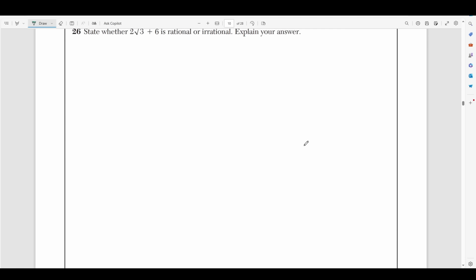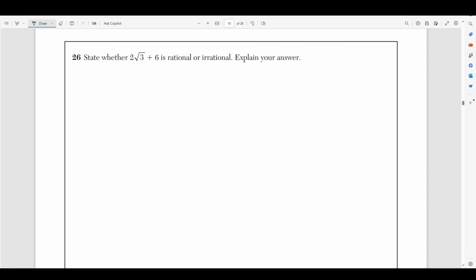Moving on to number 26, it asks us to state whether 2 root 3 plus 6 is rational or irrational. So what is a rational and an irrational number? Well, an irrational number is a number that is non-repeating and non-terminating, right? It's a number that has a non-repeating and non-terminating decimal that cannot be converted into a fraction.